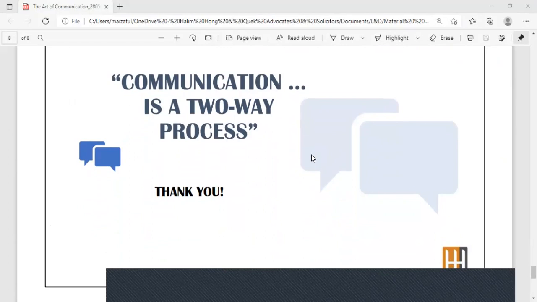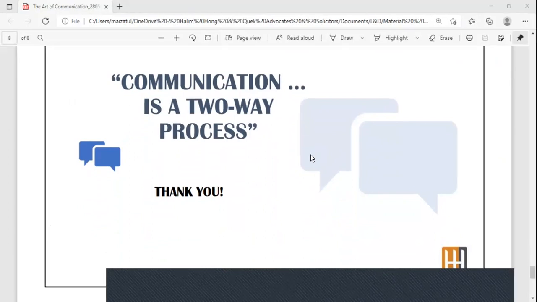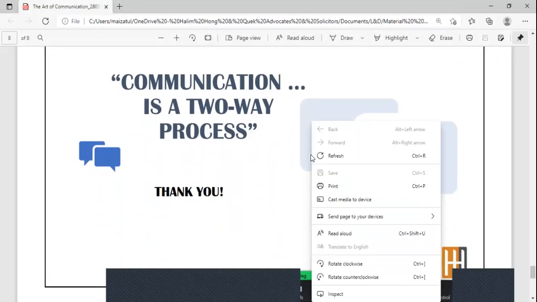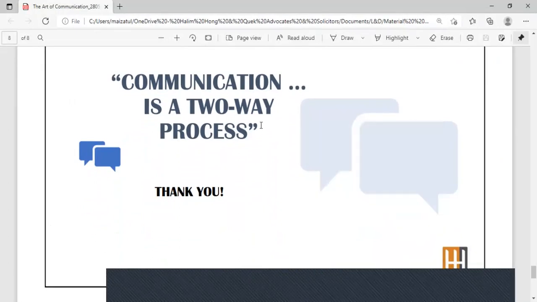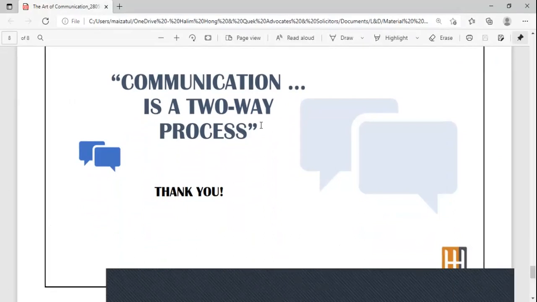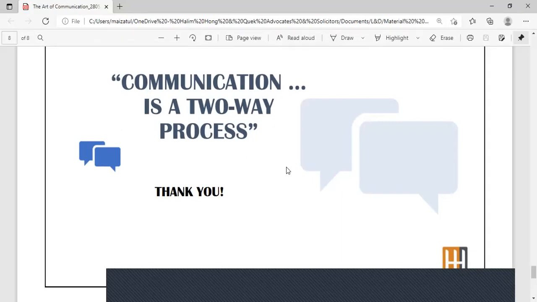Remember, you can be partially expressive, partially driver. You can be partially amiable and also analytical. But you must have your primary style. Primary style here means the style of communication you are the most comfortable with. Communication is a two-way process.